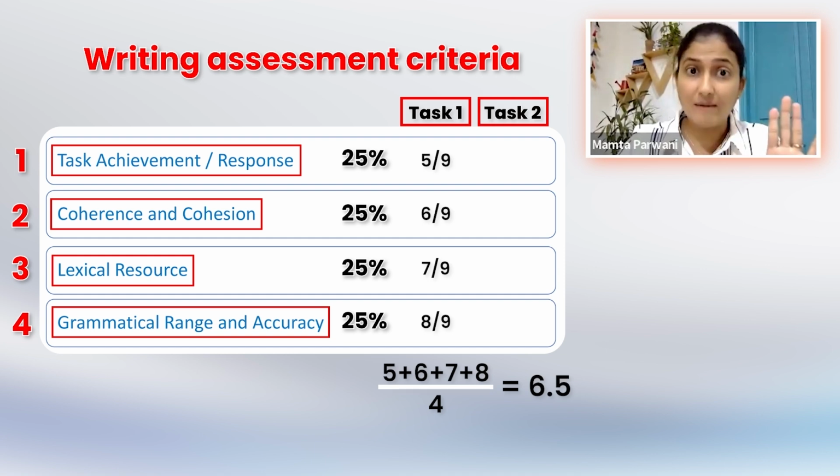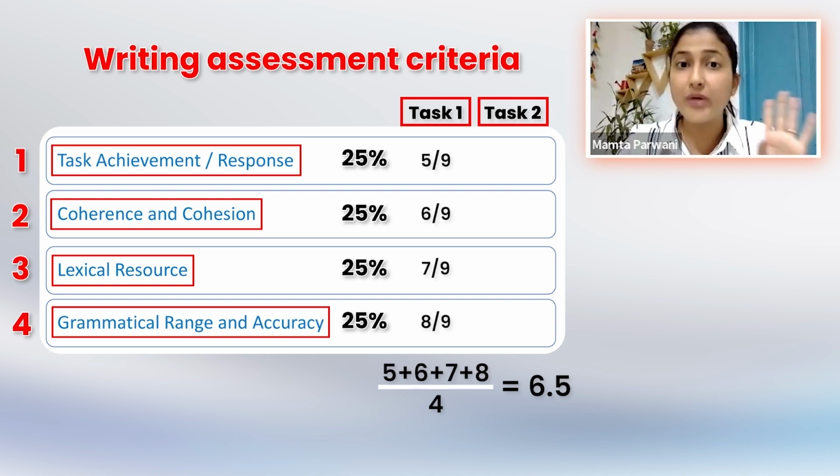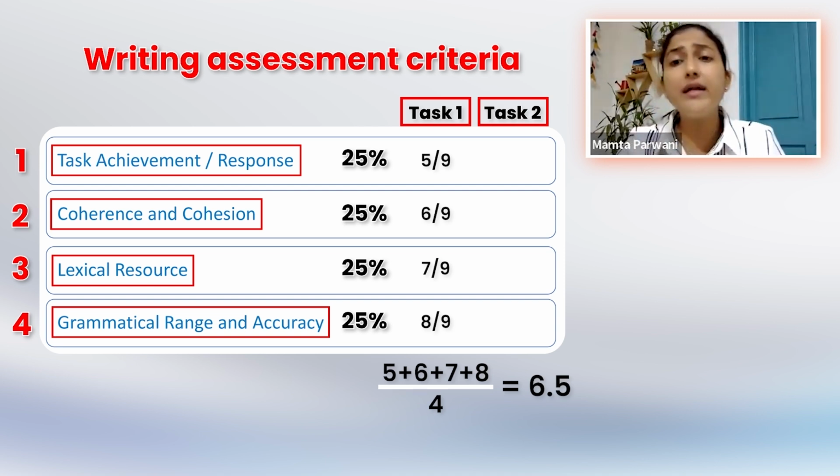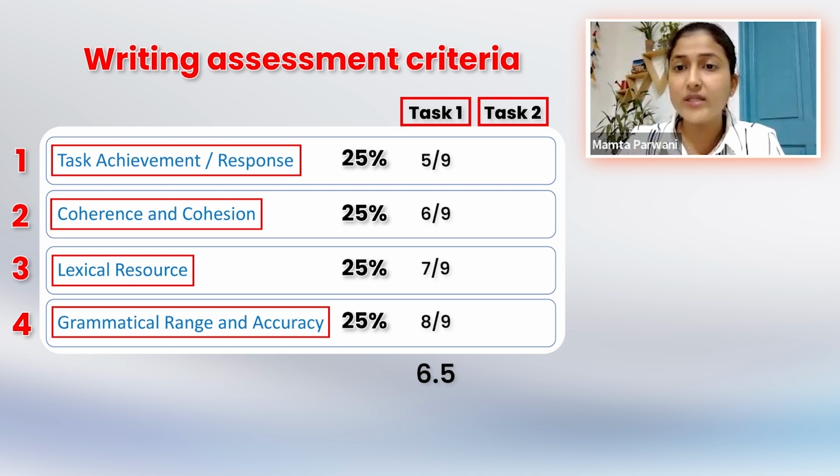This is for task 1. It is still not the entire individual score of the writing module. We are yet to come to that. Similarly, your task 2 score will also be judged on a band scale of 9 again.